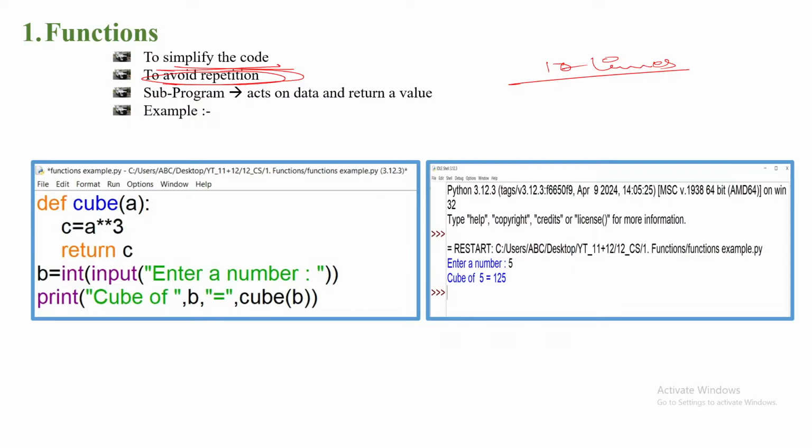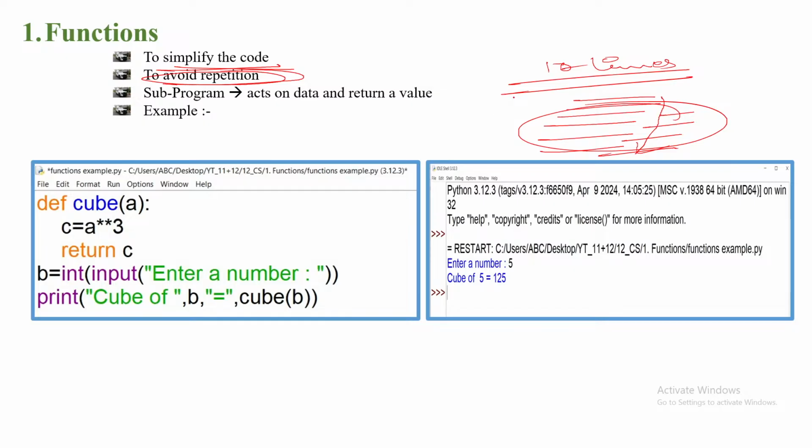If we do not use a function, then that particular work I would have to do 10 times, which means I should write 10 lines of the program, right? To avoid the repetition we use a function, and it is a subprogram. It is not a full program, it is a subprogram, meaning part of the program. It acts on data and returns a value. Sometimes it returns a value, sometimes it does not return a value.